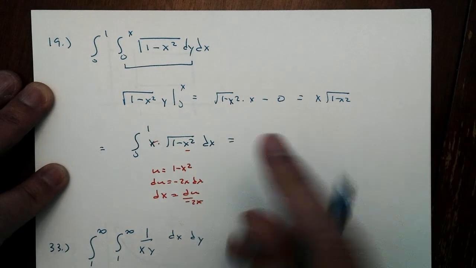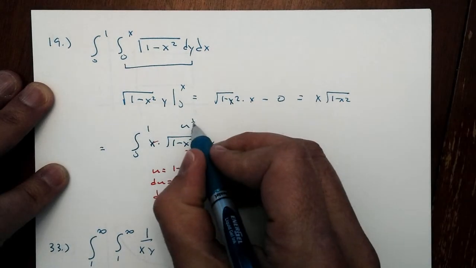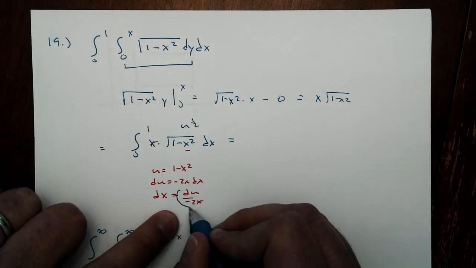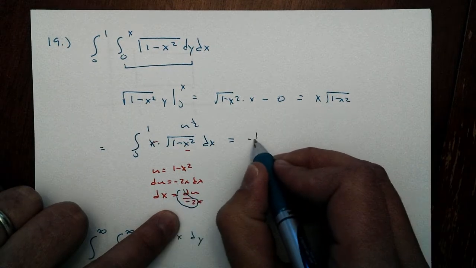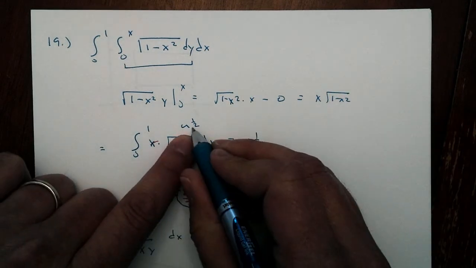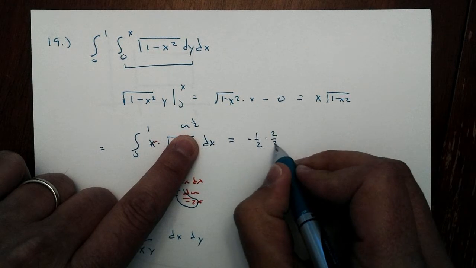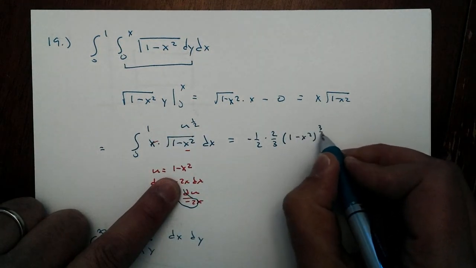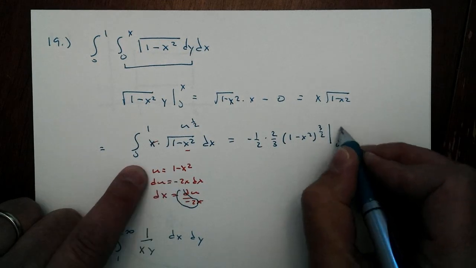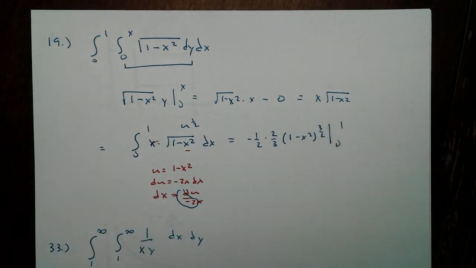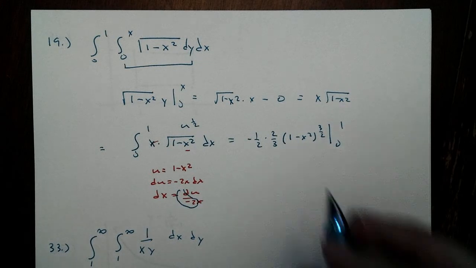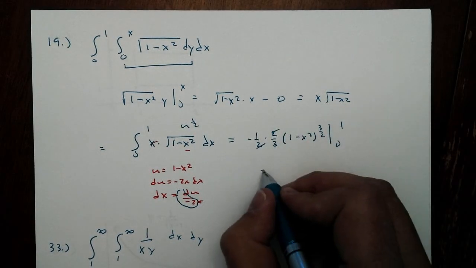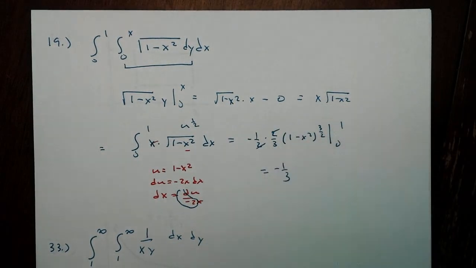And what we're left with, we can do this real quickly because remember this is just u to the 1/2. We've got this negative 1 over 2 that we don't want to forget about. And this is the antiderivative of u to the 1/2, which is 2/3 u to the 3/2, which we already know is 1 minus x squared to the 3/2. And we'd evaluate that from 0 to 1. Right there. So of course the 2's cancel, and we're left with negative 1/3.